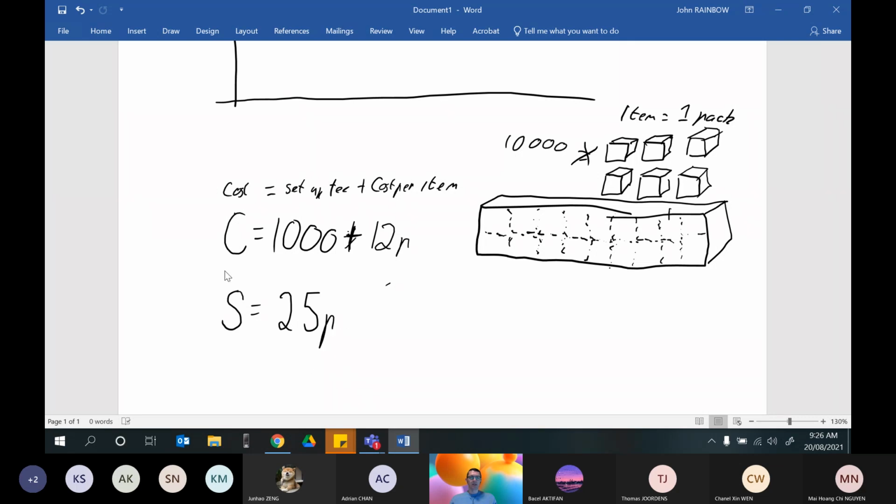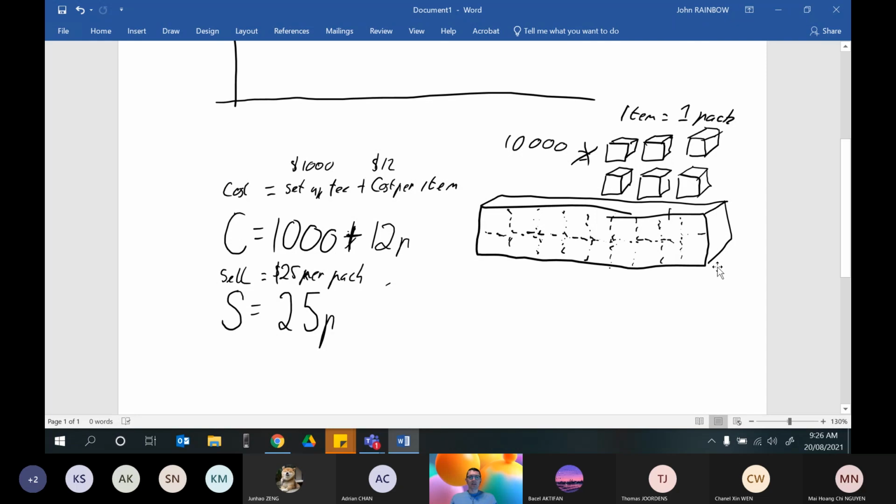Okay, so this is my sale price, and this equals $25 per pack. So cost 12 items, so that's $12 cost per item. It's $1,000 setup fee, and that's how much my cost is. Here, I sell it for $25 per pack.